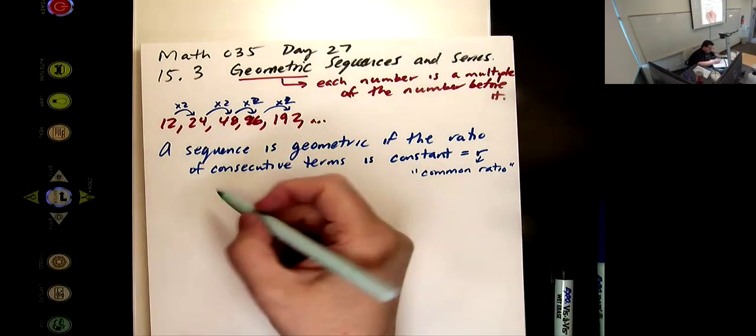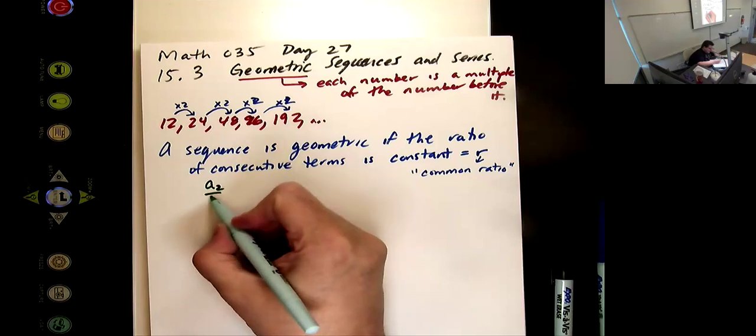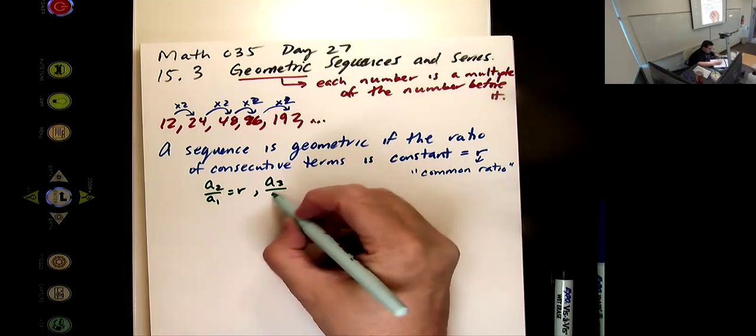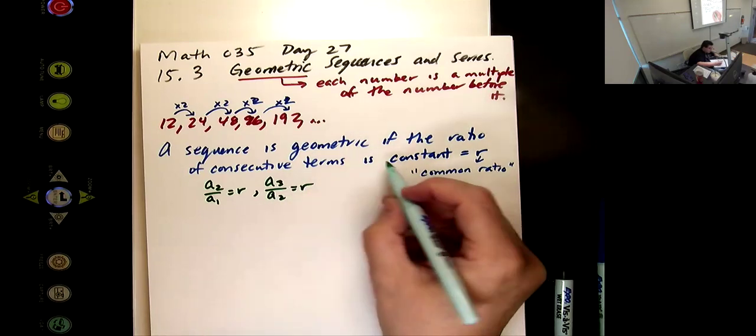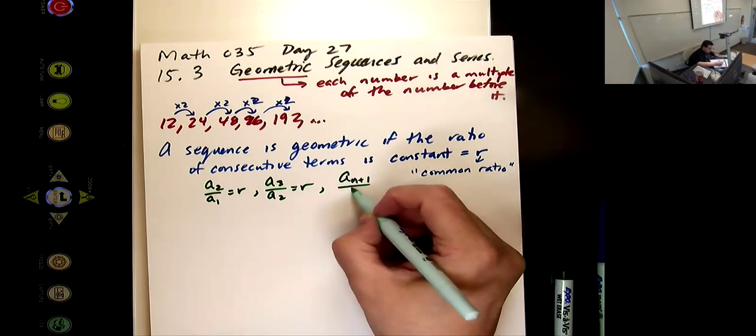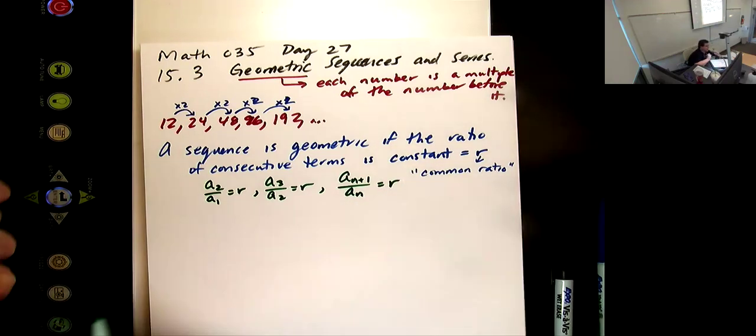What that kind of means is, if we take A2 and divide by A1, we get R. If we take A3 and divide by A2, we get R. If we take A sub n plus 1 and divide by A sub n, we get R, for any n. It'll be R every single time.